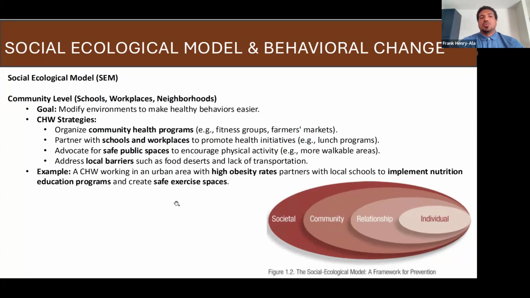So at the community level, this is really modifying the environment to make healthier behavior choices easier for an individual. So this could be something as simple as organizing a community health program, maybe doing a walking group or something along those lines, providing or creating a farmers market opportunity within the community, and maybe also working with schools and workplaces to support or promote health initiatives, advocating for safe public spaces to encourage physical activity, and also addressing local barriers like food deserts or lack of transportation.